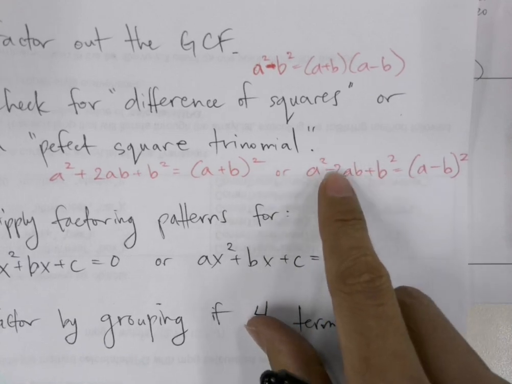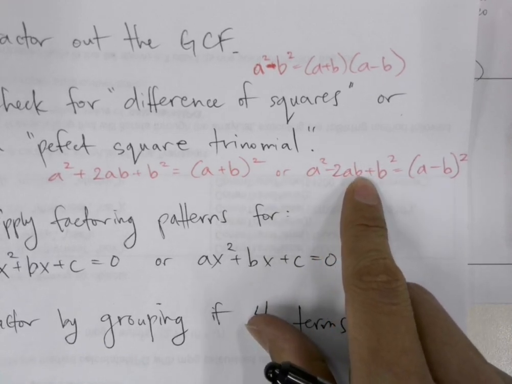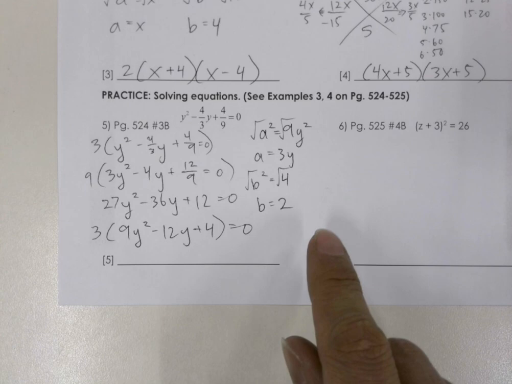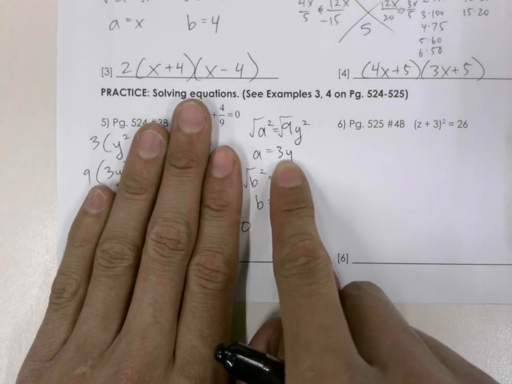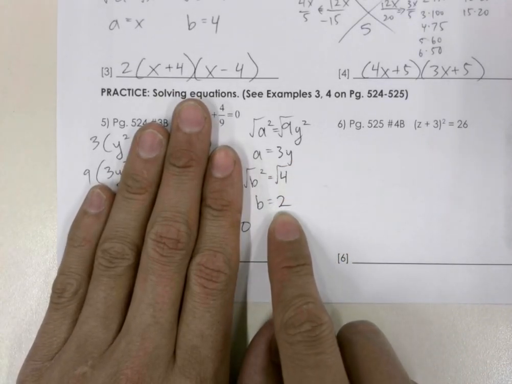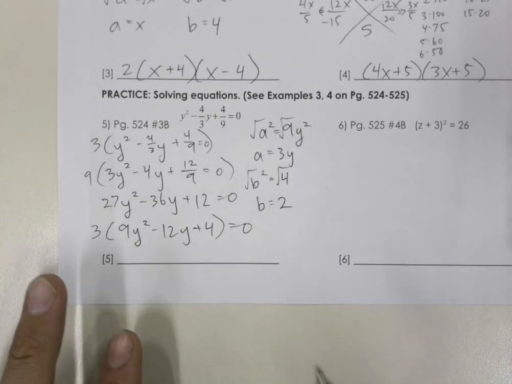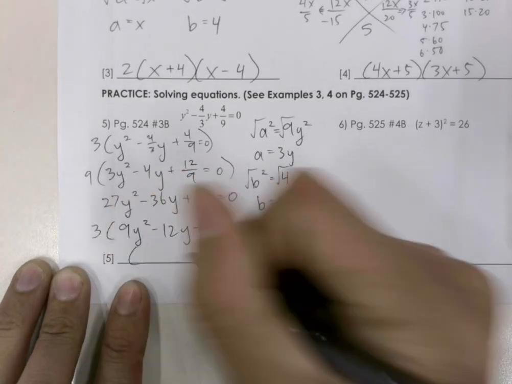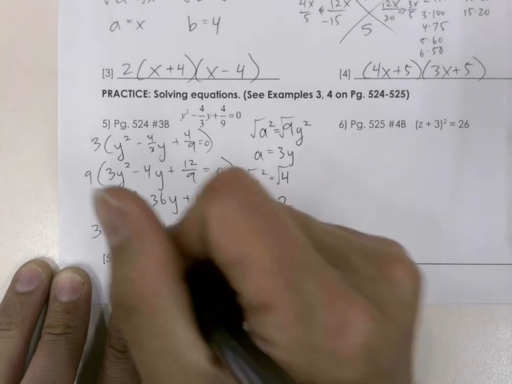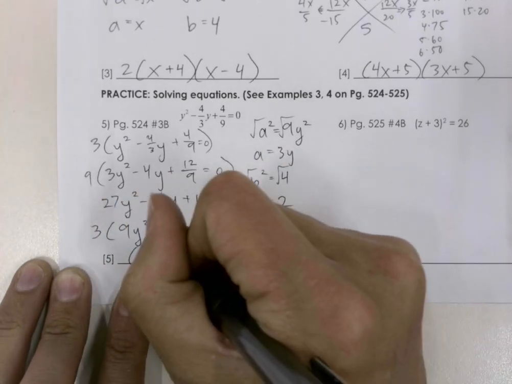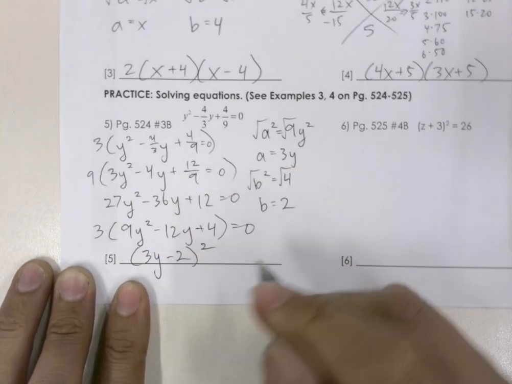That this middle term is negative 2 times a times b. Right? Negative 2 times a is negative 6y times b is negative 12y. That's the middle pattern. So we can go ahead and write our factors as a minus b squared. So it's going to be 3y minus 2 parentheses squared.